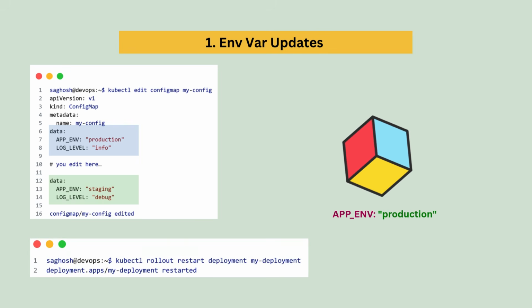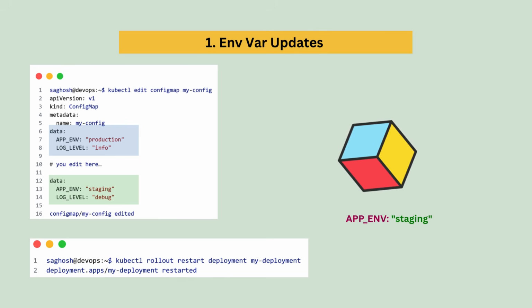To make the pod see the updated value, you must restart the pod. For workloads like deployment, the simplest method is to use the kubectl rollout restart deployment command. And after the restart, the pod starts fresh and loads the updated environment variable correctly.